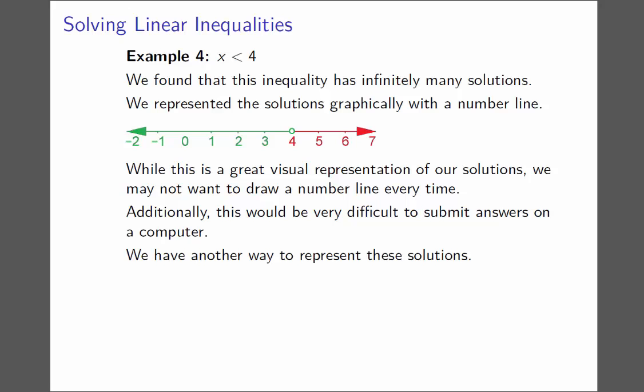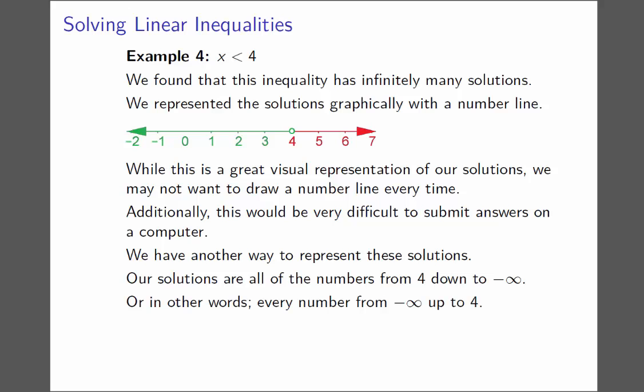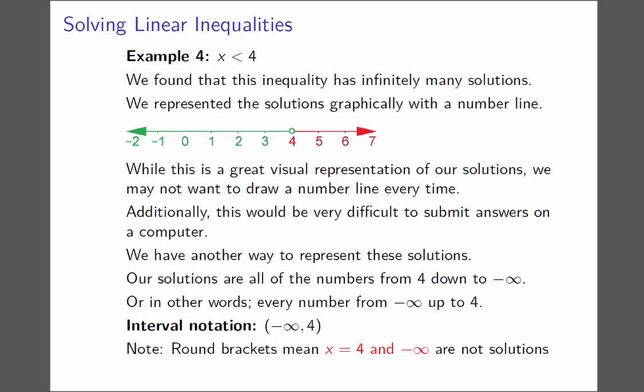We have another way to represent these solutions, which are all the numbers from 4 down to -infinity. Or in other words, every number from -infinity up to 4. Our way of representing these is what's called interval notation. This says we want all the values from -infinity, our smaller number, up until 4, our larger number. It's worth noting two things. First, the round brackets mean x equals 4 and -infinity are not solutions. And also, WebWork will be looking for solutions to be in interval notation.